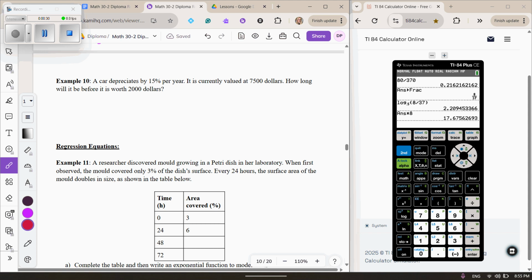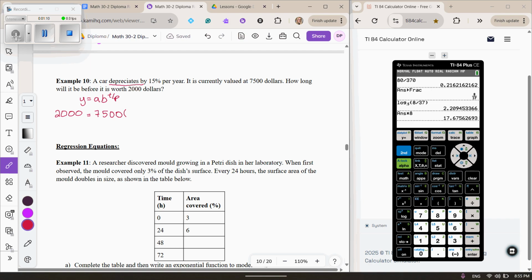Let's see if we can start with our general form of the equation, y equals a times b to the power of t over p, and fill in what we know. So we know a is the initial amount. So it says it is currently valued at $7,500. Y is the final amount, which is $2,000. So we know that it is going down in price. We also know that because the question said that it is depreciating. Depreciating means going down by 15% per year.